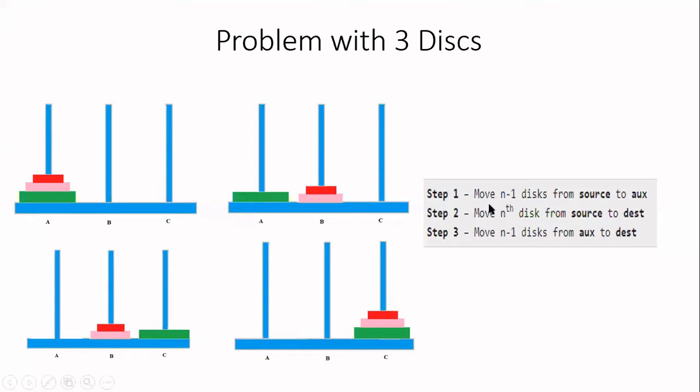So the first step is move n minus 1 disk from source to auxiliary. After that, the top n minus 1 will be moved to the auxiliary as given in the second figure. Now, you see the second figure. What is the next step from here? This green colored disk, that is the nth disk, is free now. Nothing is on the top of it. So you can move this green colored disk from source A to the destination C. So that is the second step: move the nth disk from source to destination.